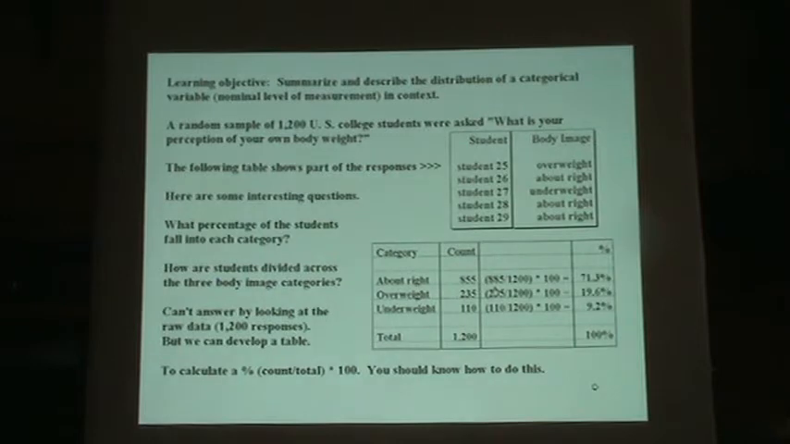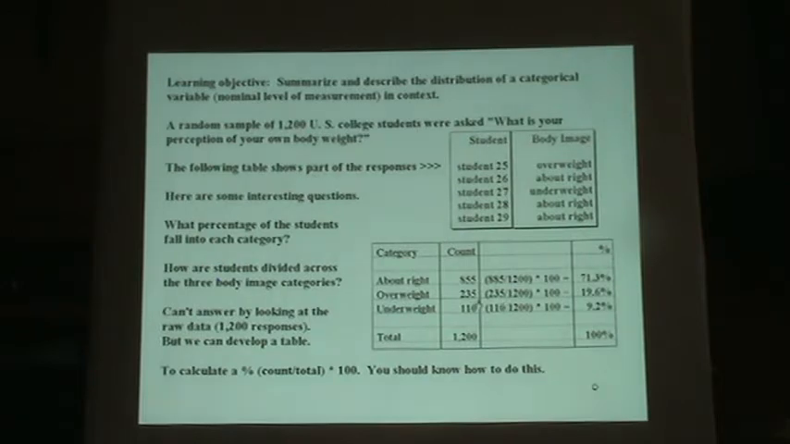Now, to calculate a percent, and this is a skill you should know. Actually, I'm going to ask you to do this in class to give you some practice in doing it. But you should know how to calculate a percent from a group of numbers. Now, the way you calculate the percent is you take the particular count. Here we have 855 that saw themselves about right, and you divide it by the total number, which is 1,200, and you multiply by 100, and you get 71.3%. And of course, you would use a calculator here. You wouldn't want to clunk around by hand unless you had to.